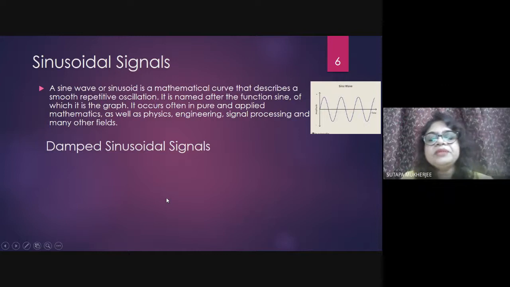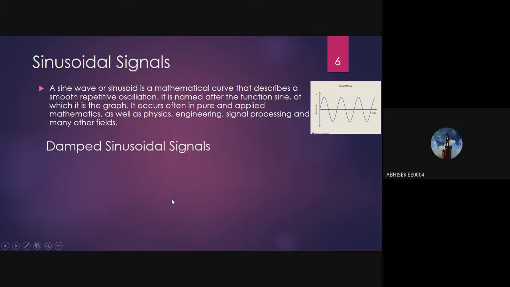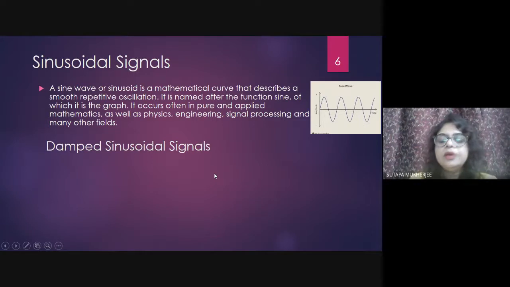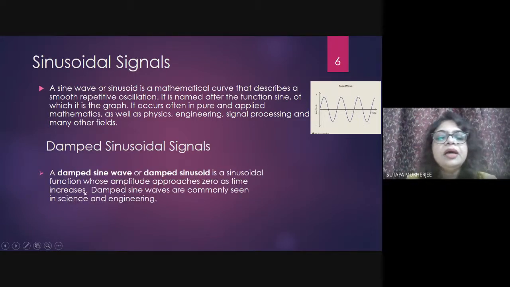So how can you represent the exponential decay function? Y equal to, say, exp of minus t. Yes, ma'am. Or plus t. Now come to damped sinusoidal. A damped sine wave or damped sinusoid is a sinusoidal function whose amplitude approaches 0 as time increases. Damped sine waves are commonly seen in science and engineering where damping will occur.